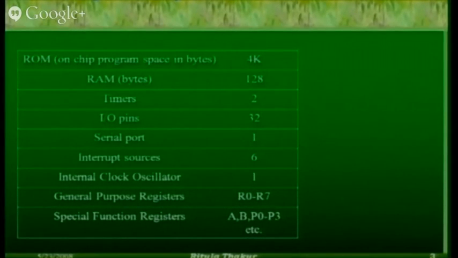Okay, and these general purpose registers are basically, if you have studied microprocessors, you must be remembering, A, B, and then C, D, H, L. But in case of microcontroller 8051, it is R0 to R7. These are basically all 8-bit registers, because 8051 is an 8-bit microcontroller.